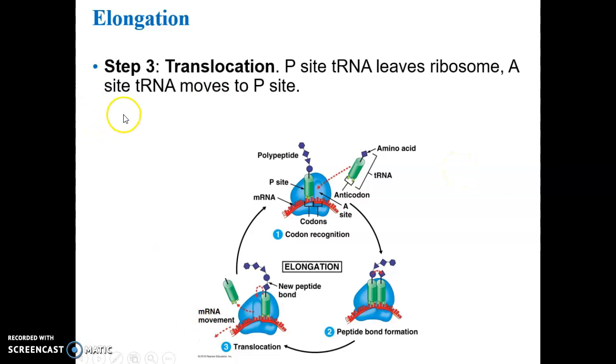And then in step 3, translocation, the P site tRNA leaves the ribosome. Being ejected, it's already transferred its amino acid to the growing polypeptide chain. And then the tRNA that was in the A site shifts to the P site, and in doing so the mRNA molecule also shifts across, so that now the A site is vacant and open for the next tRNA molecule to come in, bringing in the next amino acid.